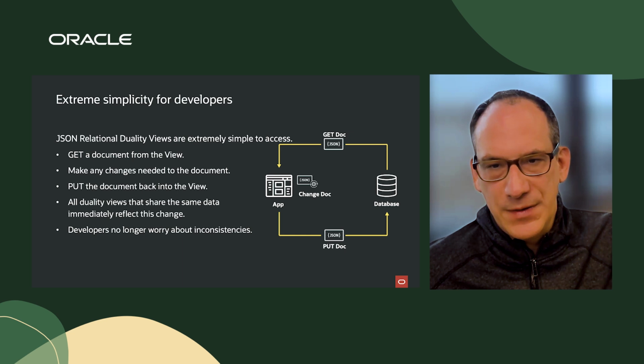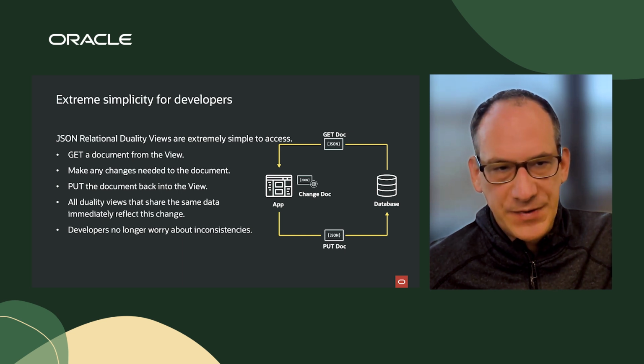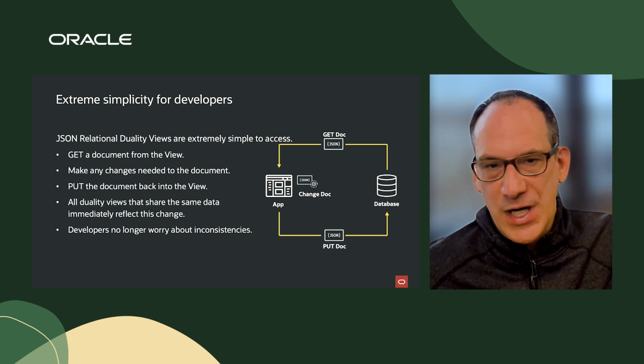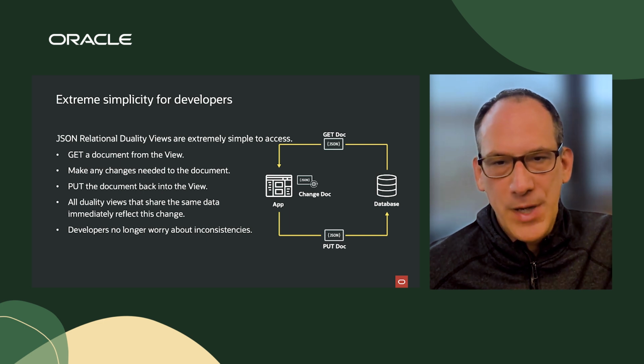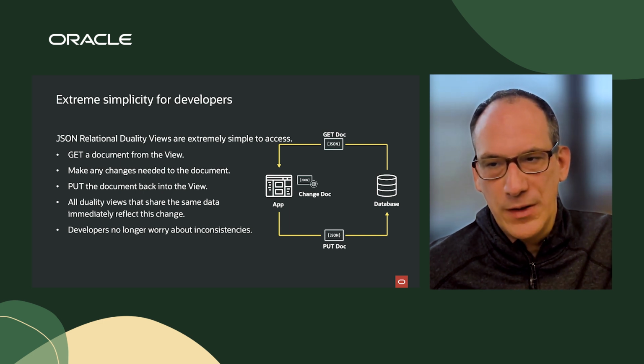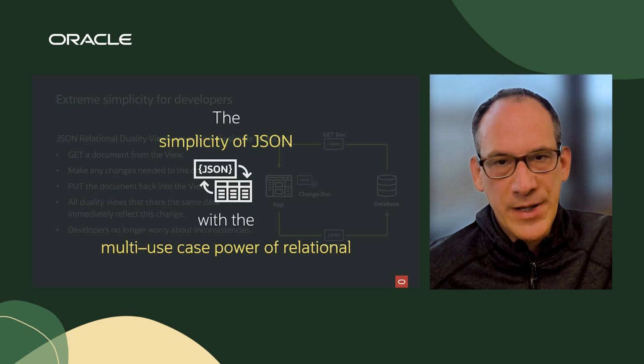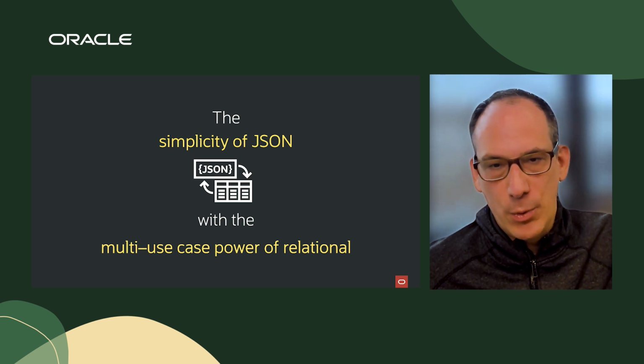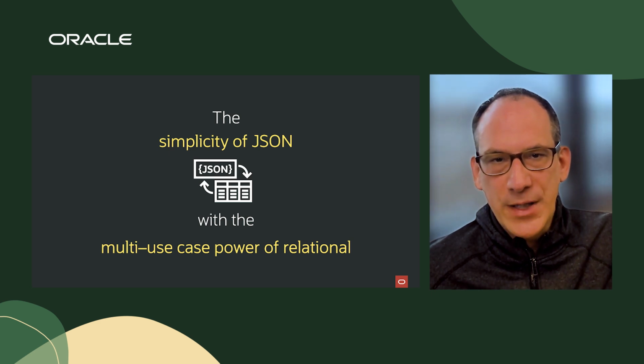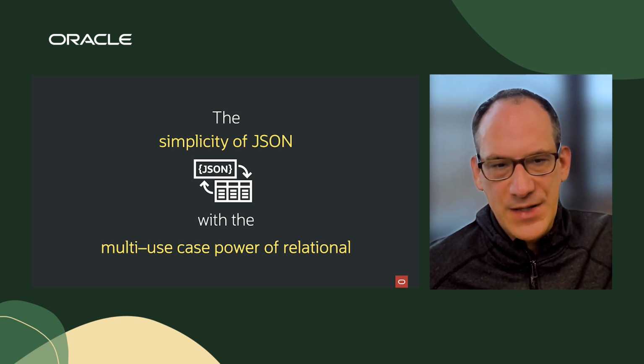The other benefit, and we will see that in a demo in a second, is that you can have many views. And the views can change the same information. So if you make a change through one duality view, all other duality views will immediately see this change. So consistency is absolutely guaranteed. And this approach that I will now show in a demo really combines the simplicity of JSON with the multi-use case power of relational.